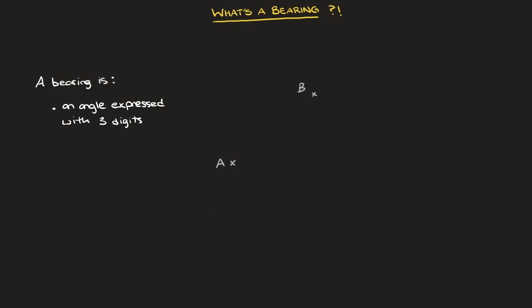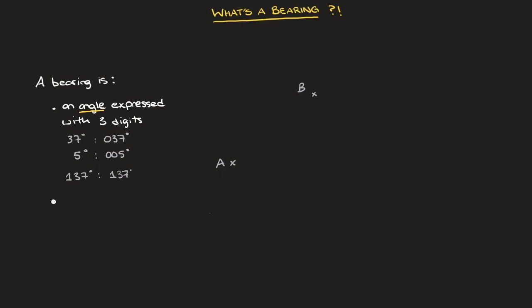Here's what I mean. Let's say we had an angle of 37 degrees, then when working with bearings, we'd say that's 037 degrees. Or let's say we had an angle of 5 degrees, then with bearings, we'd say 005 degrees. And of course, if we had an angle of, say, 137 degrees, then when working with bearings, that would still just be 137 degrees. So that's the first thing. A bearing is an angle.